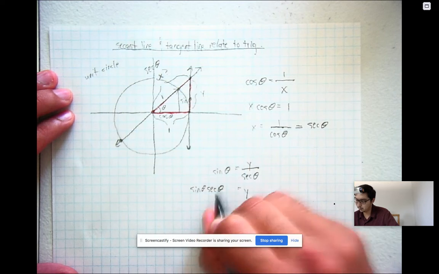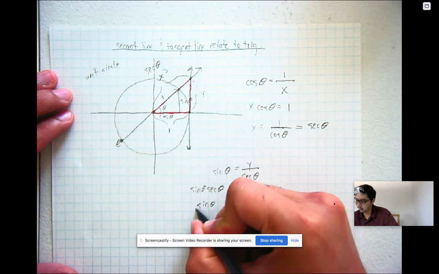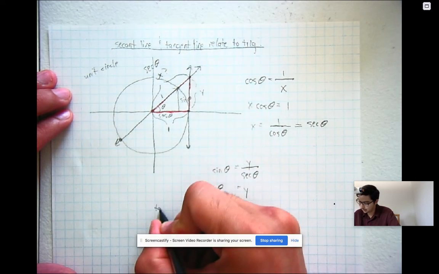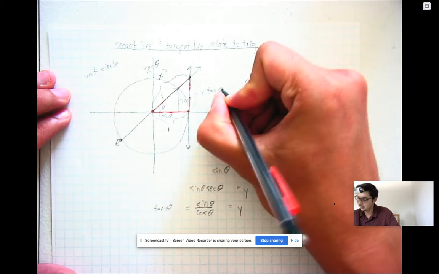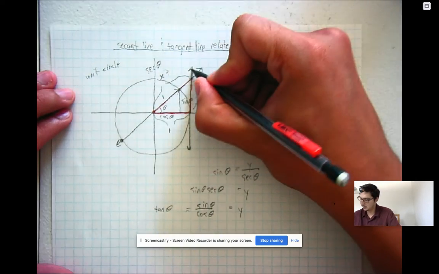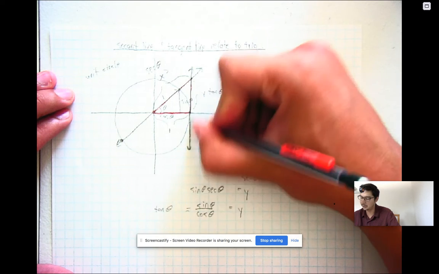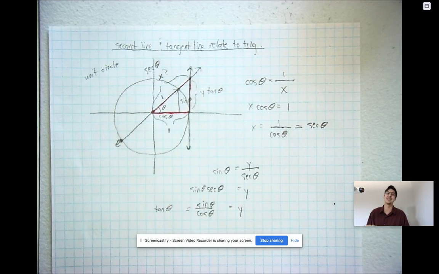Remember that secant is 1 over cosine, so this is now sine theta over cosine theta. Well, look at that. That is tangent theta. So thus, this line right here is tangent theta. And notice that this line, if we were to extend this distance outwards, only intersects 1 time. And that's how tangent line and secant line come from trig. Great question, and I appreciate you sharing that with me, so thank you.